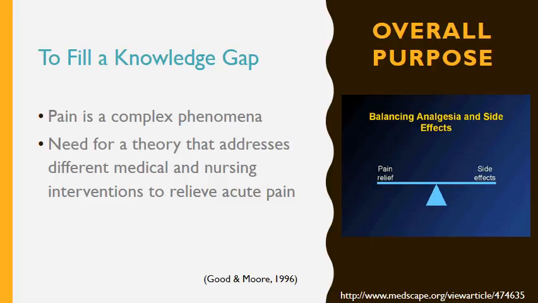The overall purpose of creating this theory was to fill a knowledge gap. The overall purpose of the actual theory is to create a balance between analgesia and side effects in relieving acute pain. The theorists realized that pain is a complex phenomenon that takes many different concepts to create a balance between analgesia and side effects to create pain relief in moderate to severe pain.